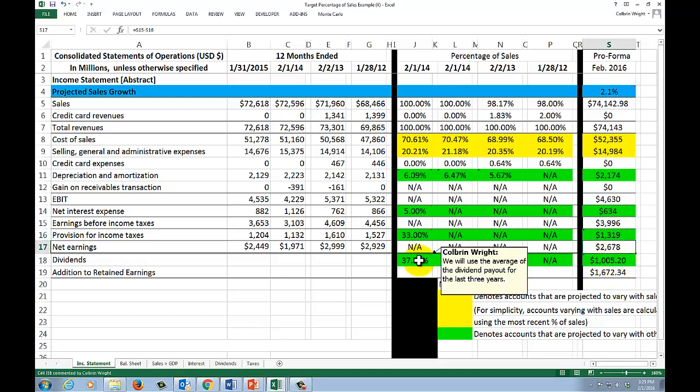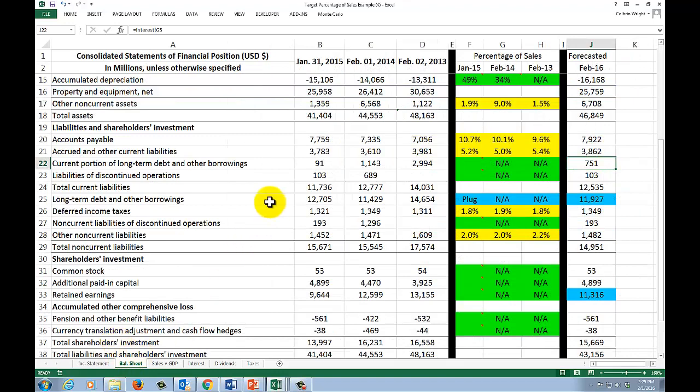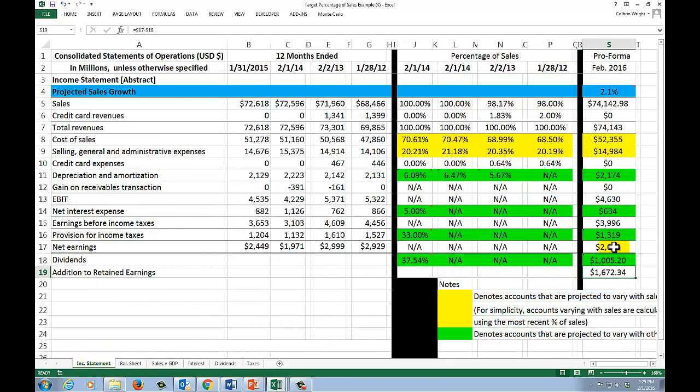Apply our 37.54% dividend payout ratio, and that gives us dividends. What's left over from net income that's not being paid out will go to retained earnings. So we've got our income statement figured out. We just need to get that debt figure. And I think I've already said this, I've already put the formula in here. So all I've got to do is get debt, and it will automatically be the right interest expense.